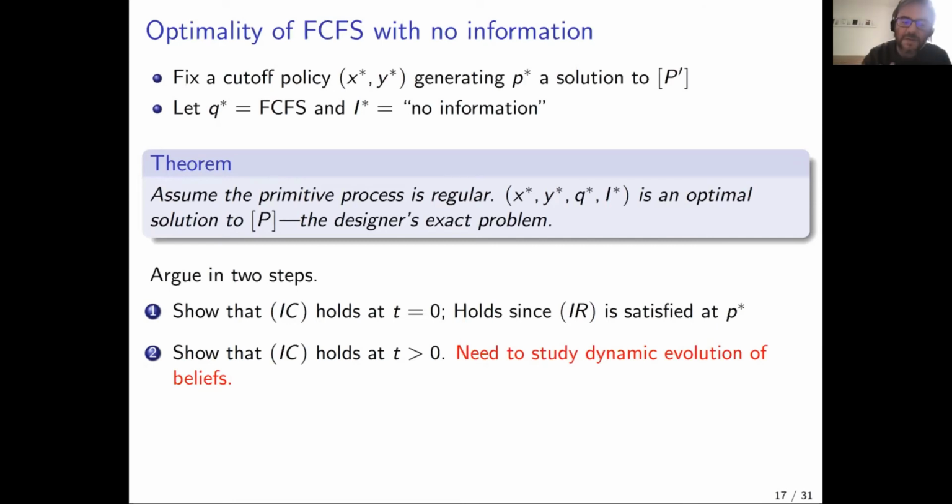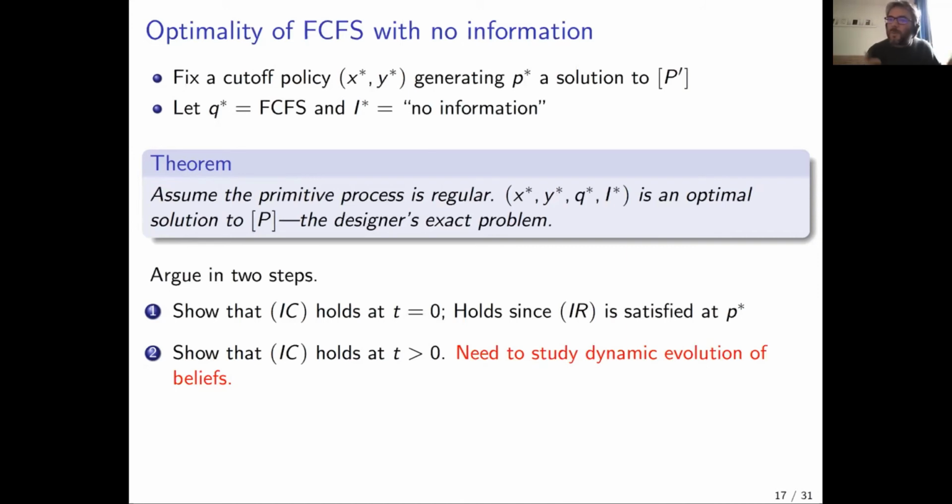Now, for the second step, it's where dynamic incentive compatibility matters. And this is really where first come, first serve plays a role. So what we want to show is that when an agent has stayed for a period of time t, he does have incentives to stay in the queue. If he has not been served, he's still in the queue. Given that the optimal solution never removes agents, he must have incentives to stay in the queue. He had incentives to join the queue. The question is how beliefs evolve.